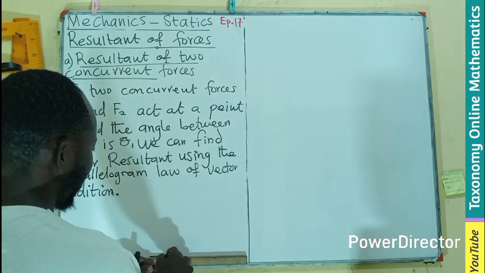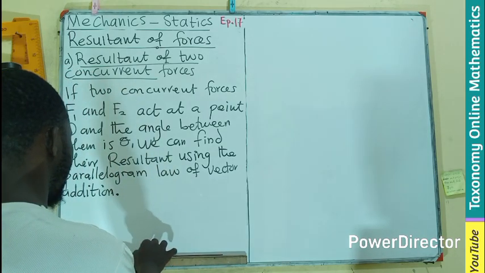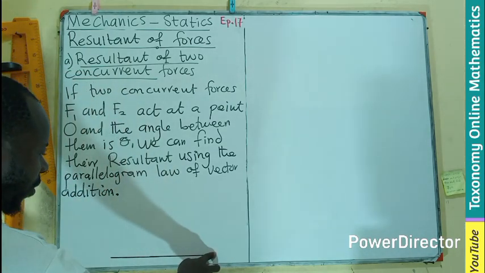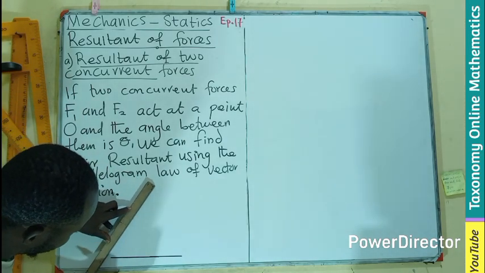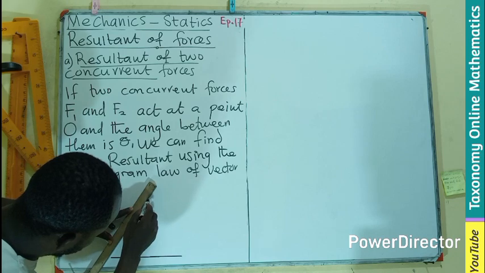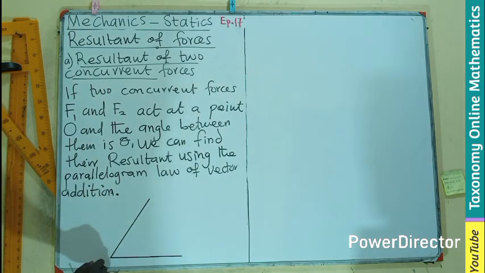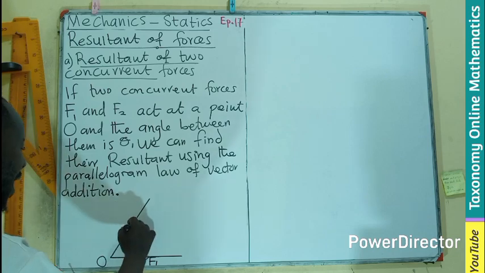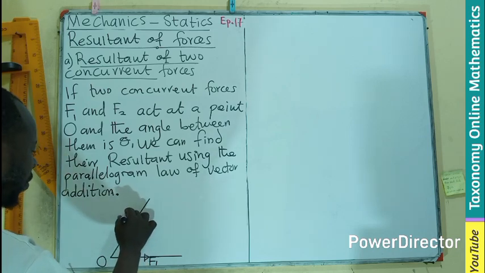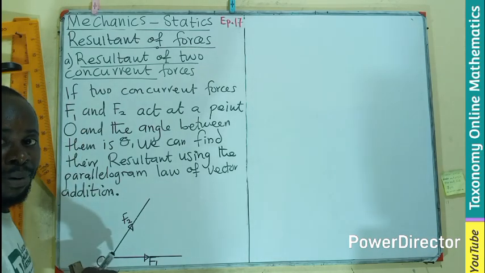Here we have the first force. So if the first force is here, and the second force also moves in this direction, the two forces are acting from the same point, that is the O. So I have my first force as force 1, then I have my second force as what? Force 2. So these are the two forces that are acting from a particular point.